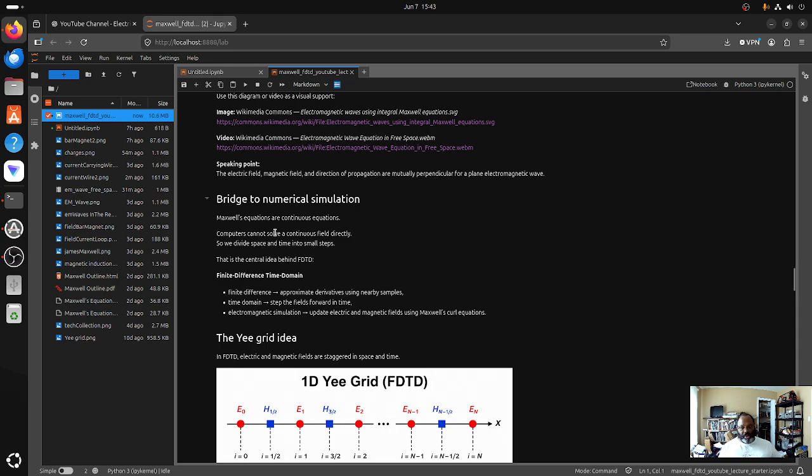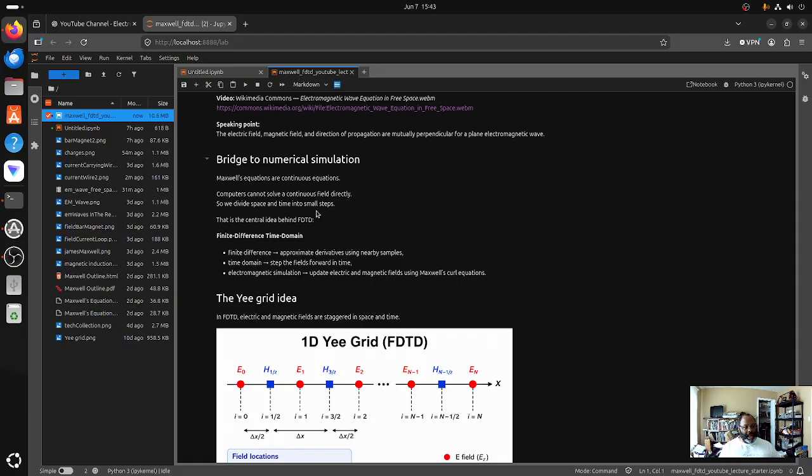As I brought out here, computers cannot solve a continuous field directly, so we divide space and time into small steps. That is the central idea behind the finite difference time domain method. Finite difference means we approximate the derivative using nearby samples, and time domain means we step that field forward in time. Then we write code using update equations to update the electric and magnetic field as it marches across our simulation domain.